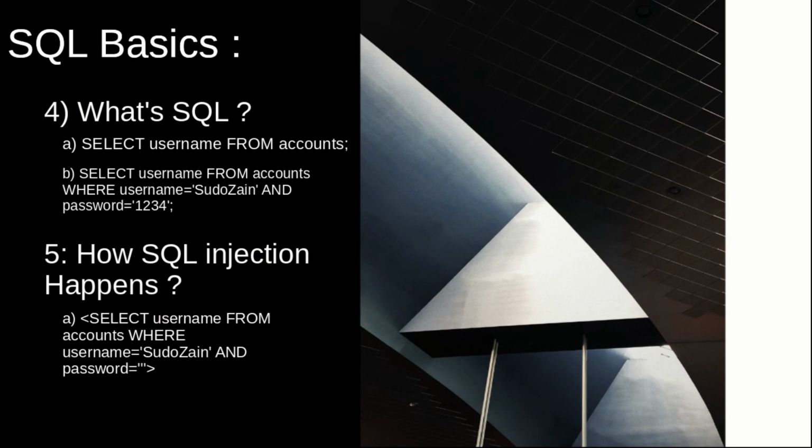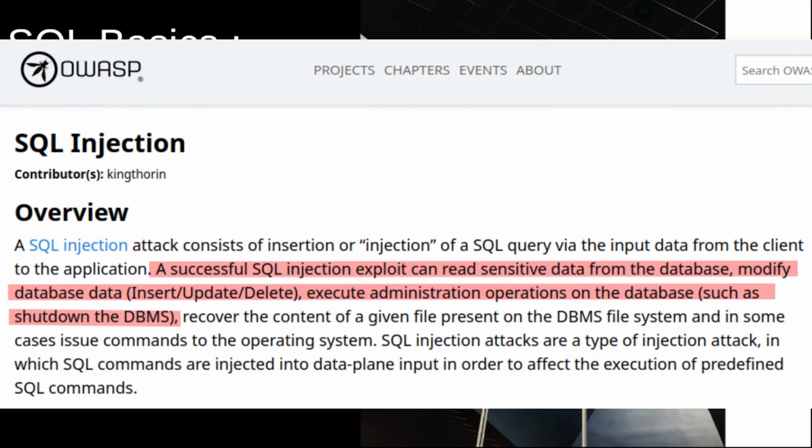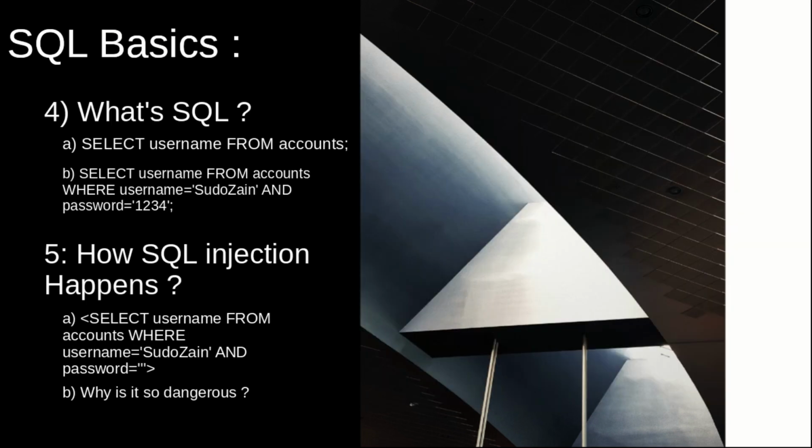Why is SQL injection so dangerous? According to OWASP, a successful SQL injection can read sensitive data from the database, which means we can get all the databases, and modify database data: insert, update, or delete. This also means the ability to insert ransomware in the database and encrypt it, and after that I will be the one who has the key. And more, like shutting down the database or uploading a reverse shell to the server, and more.